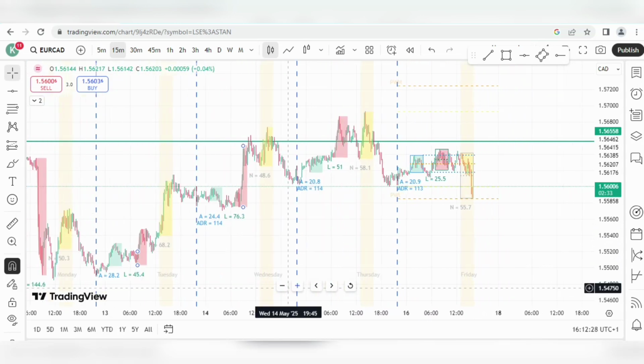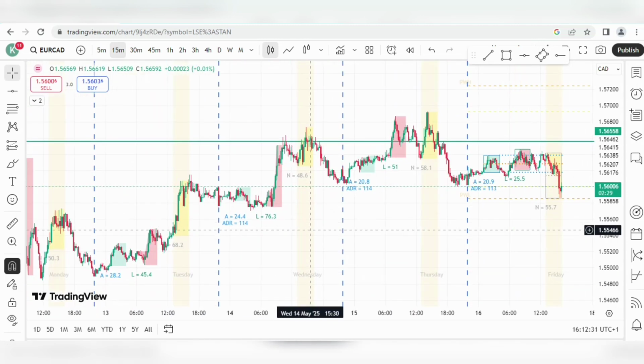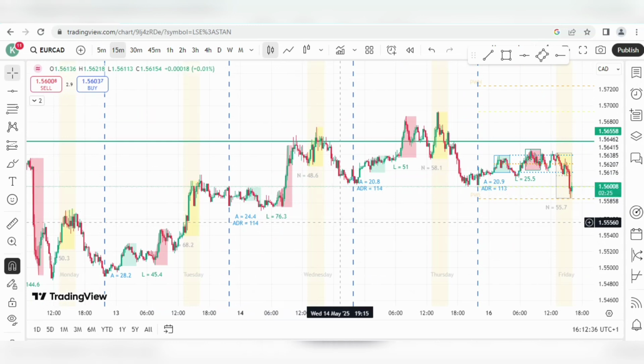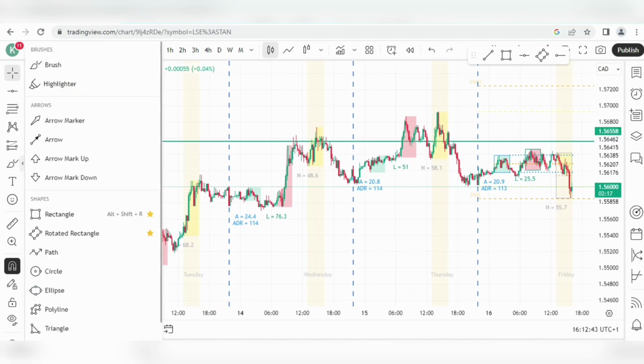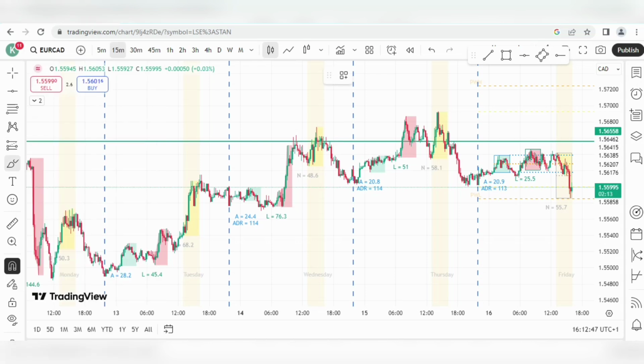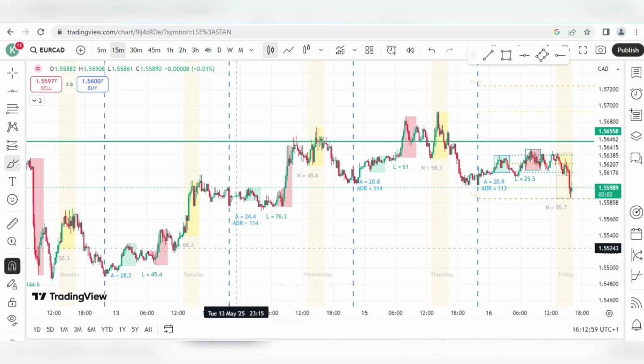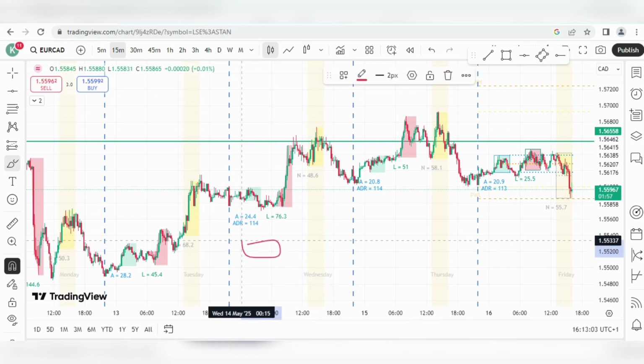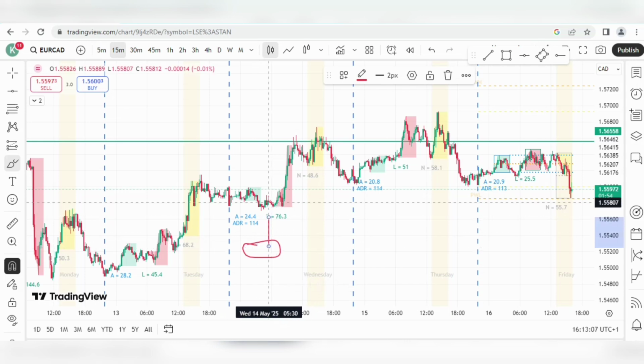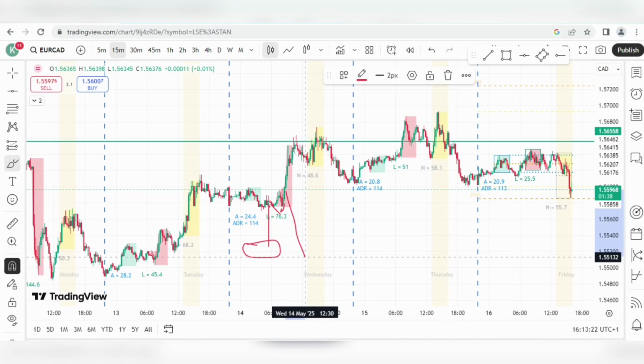But we got that trade during the New York session, as you can see. We got our sell here. This is our Asian session here. We have the market that broke out, then gave us our M pattern, then continued to sell.